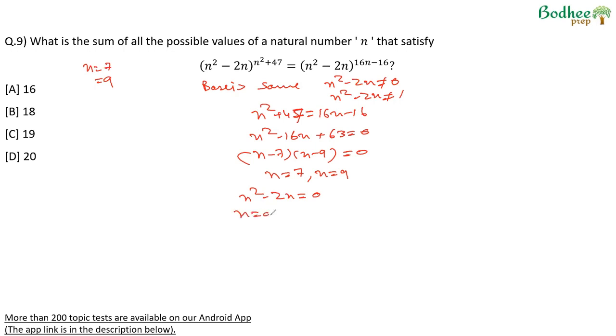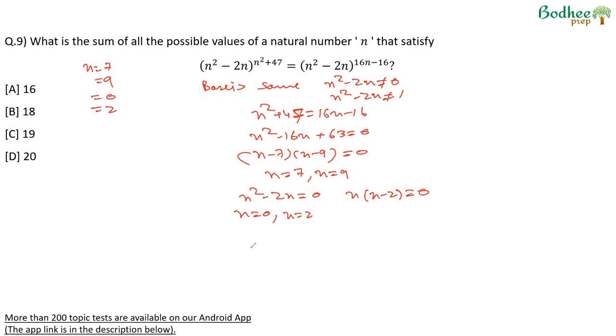Now, if the base is 0, that is n square minus 2n is 0, which can happen at n is equal to 0 or n is equal to 2. Because n square minus 2n is n into n minus 2 is equal to 0. So n is equal to 0 or n is equal to 2 will also mean that 0 raised to power anything is 0, so both sides will be equal. So these two are also acceptable answers. 0 plus 2 gives me a positive value here. 0 and 2 gives me a negative value here. 0 raised to a negative power, or any value that I get, 32 minus 16, will still be 0.